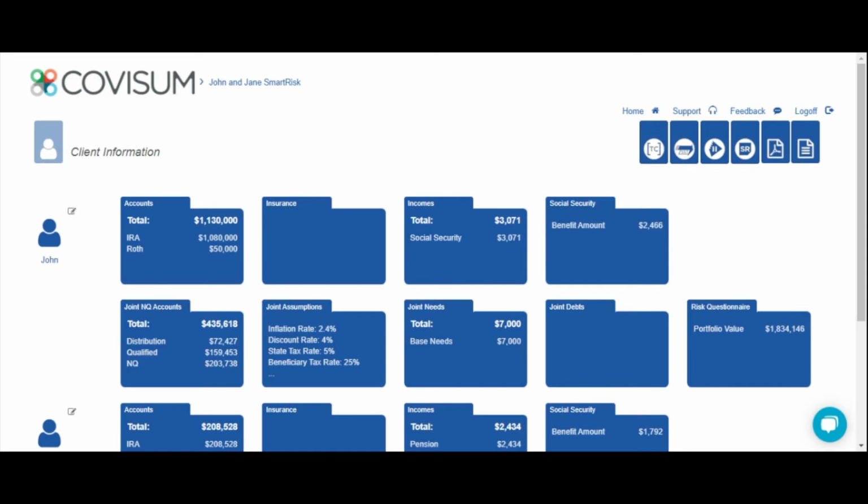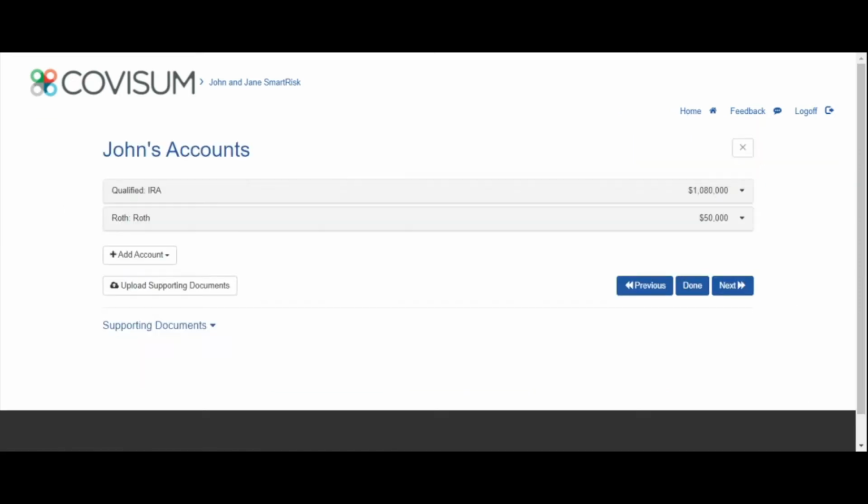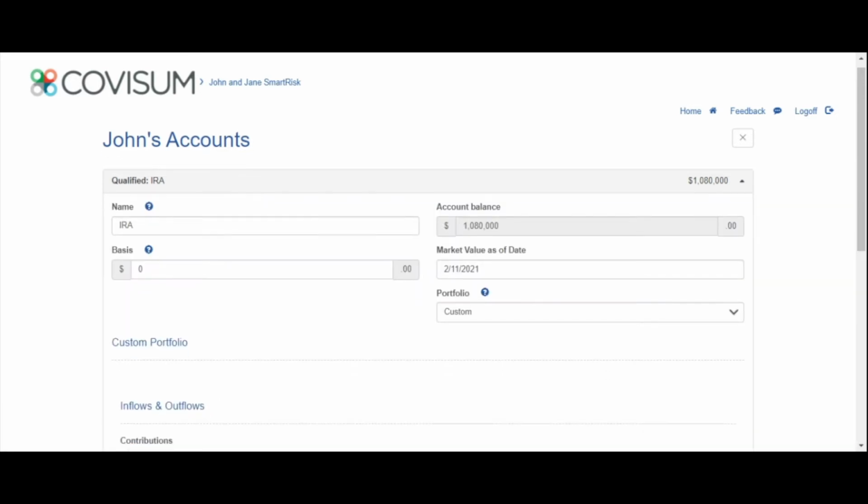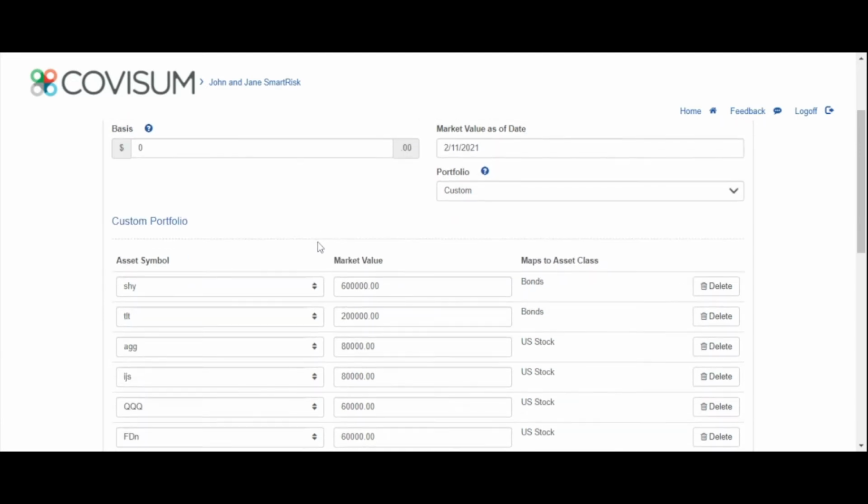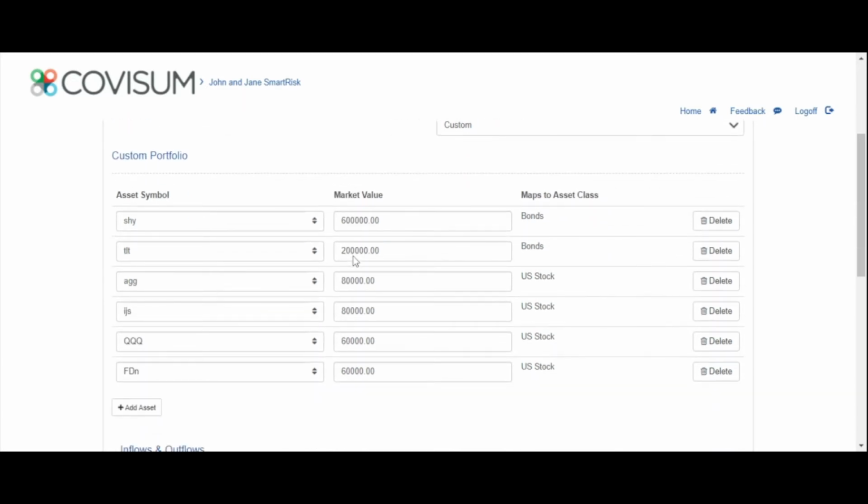Before we get to the results, we're going to open up two folders: the accounts folder for John and the risk questionnaire over to the right-hand side. Both John and Jane have multiple qualified, non-qualified, and Roth accounts. Inside the accounts folder, you'll notice that John has two accounts, an IRA and a Roth. Each of John's accounts will be outlined with individual holdings. These individual holdings can be manually entered or added through our Redtail and TD integrations.